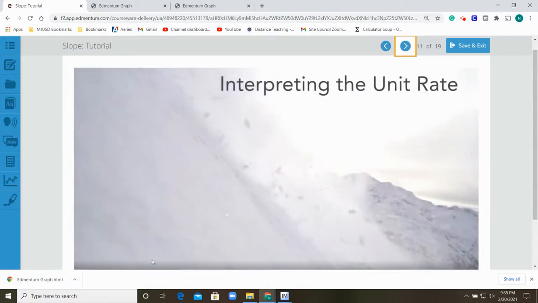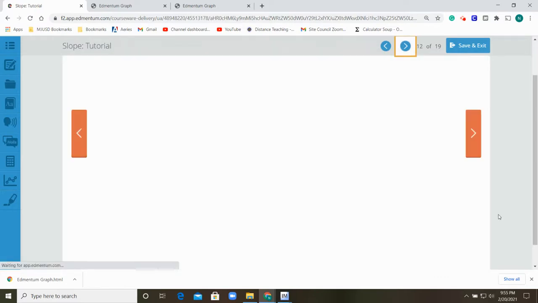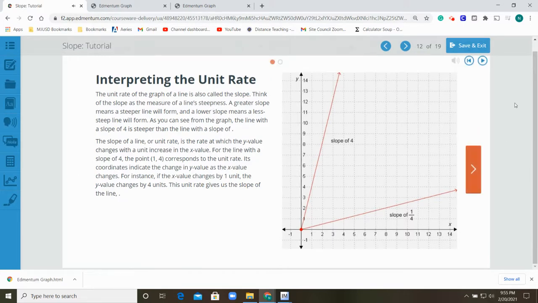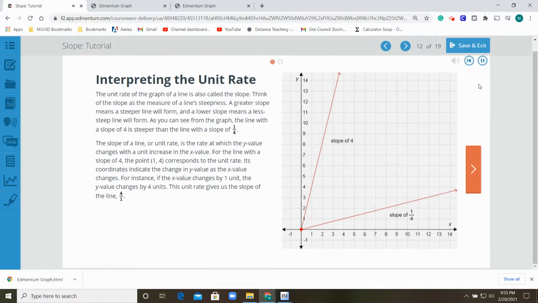Interpreting the unit rate. The unit rate of the graph of a line is also called the slope. Think of the slope as the measure of a line's steepness. A greater slope means a steeper line will form, and a lower slope means a less steep line will form. As you can see from the graph, the line with the slope of 4 is steeper than the line with the slope of 1/4. The slope of a line, or unit rate, is the rate at which the y value changes with a unit increase in the x value.